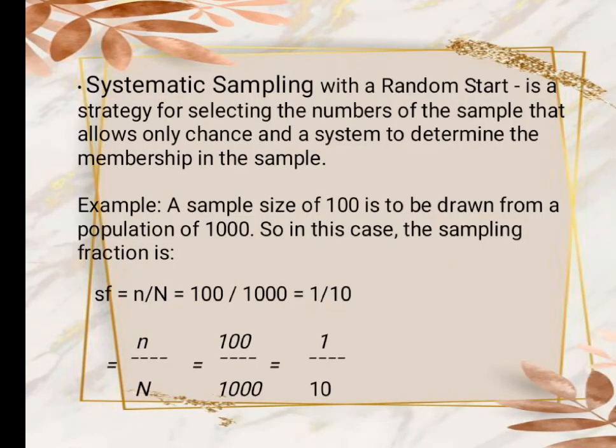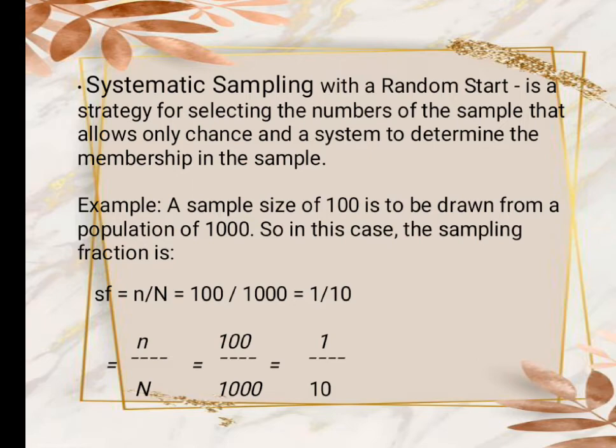Systematic sampling with a random start. It is a strategy for selecting the members of the sample that allows only chance and the system to determine the membership in the sample. Example, a sample size of 100 is to be drawn from a population of 1,000. In this case, the sampling fraction is SF equals small letter n divided by capital letter N, so that is equal to 100 divided by 1,000, and the answer is 1 over 10.